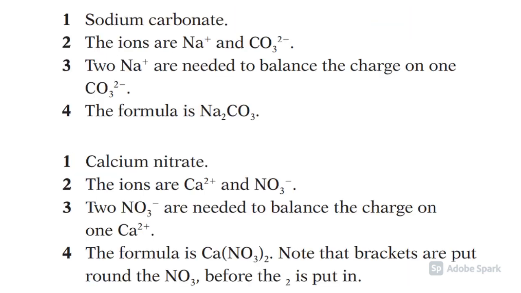Big deep breath for working out these formulas. Sodium carbonate first. Now the compound ion is carbonate and it's got a 2- charge. So because the sodium ion has a 1+ charge, you need 2 to balance each of the carbonate ions. So the formula is Na2CO3. Write the 2 after the Na. Calcium nitrate. You actually need to double the number of nitrates because the calcium ion has a 2+ charge. Use brackets, put them around the nitrate, and then put a 2 after the bracket.